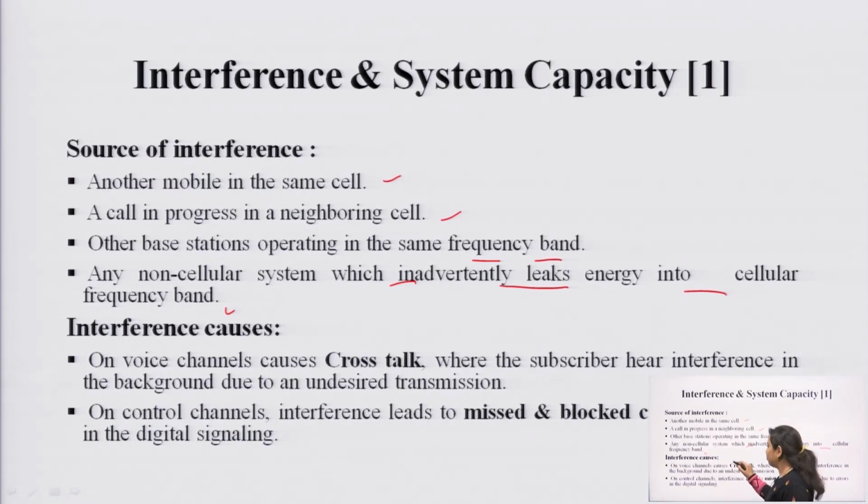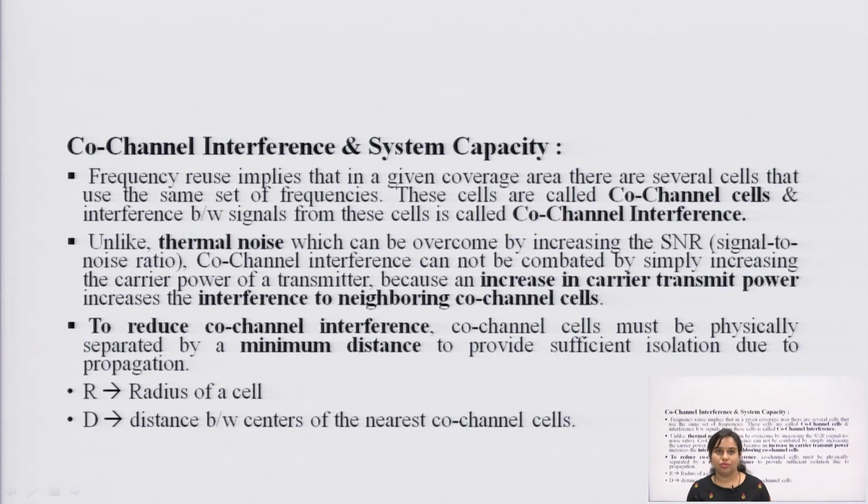Another is that interference on a voice channel causes crosstalk. Crosstalk means that mixing of information takes place, where the subscriber hears interference in the background due to undesired transmission. On the control channels, interference leads to missed or blocked calls due to errors in the digital signaling. So, those are the effects of interference.